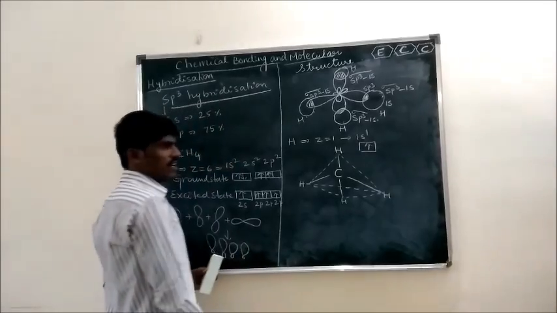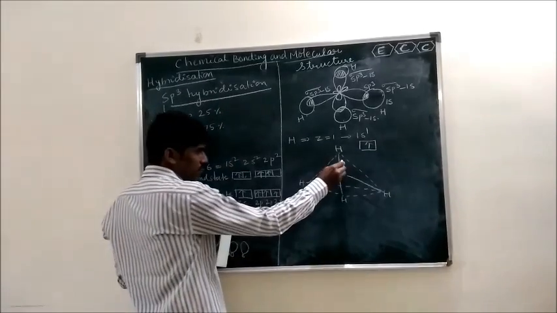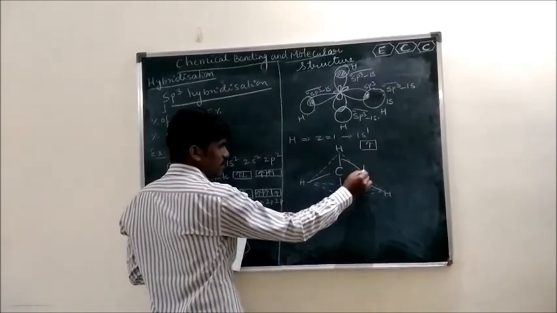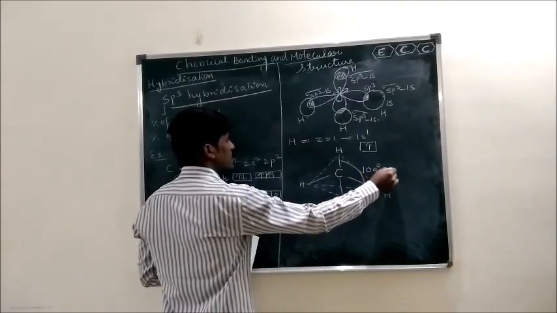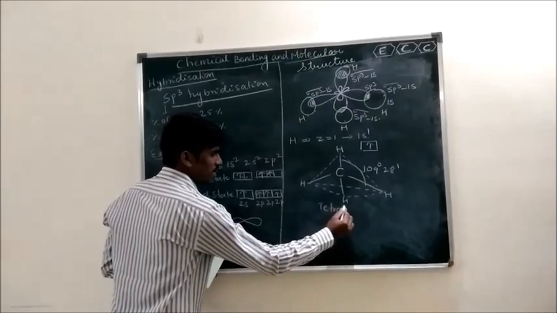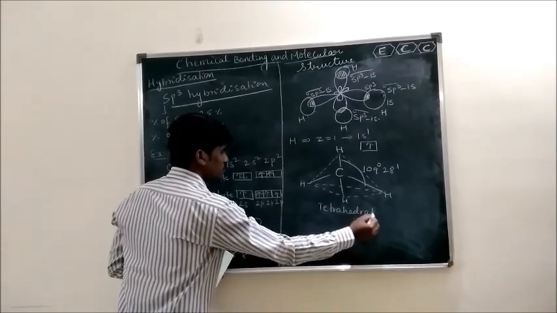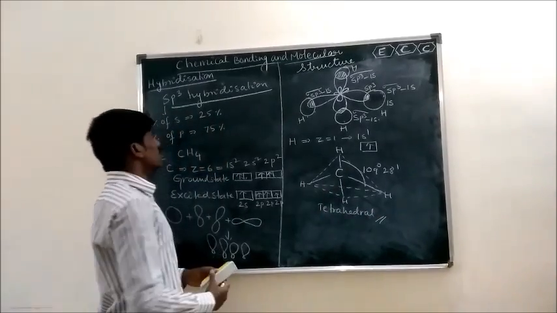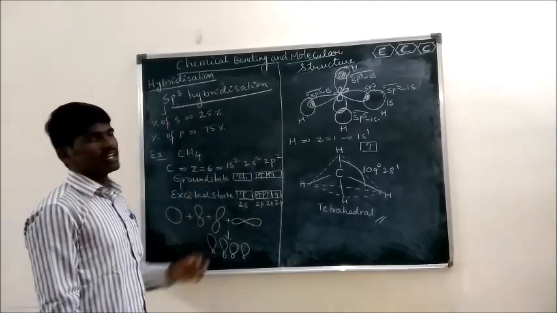This is a tetrahedral arrangement if you observe, and in which the bond angle is given as 109 degree 28 minutes, and the shape of the molecule is tetrahedral molecule. And it is an example of sp3 hybridized molecule.